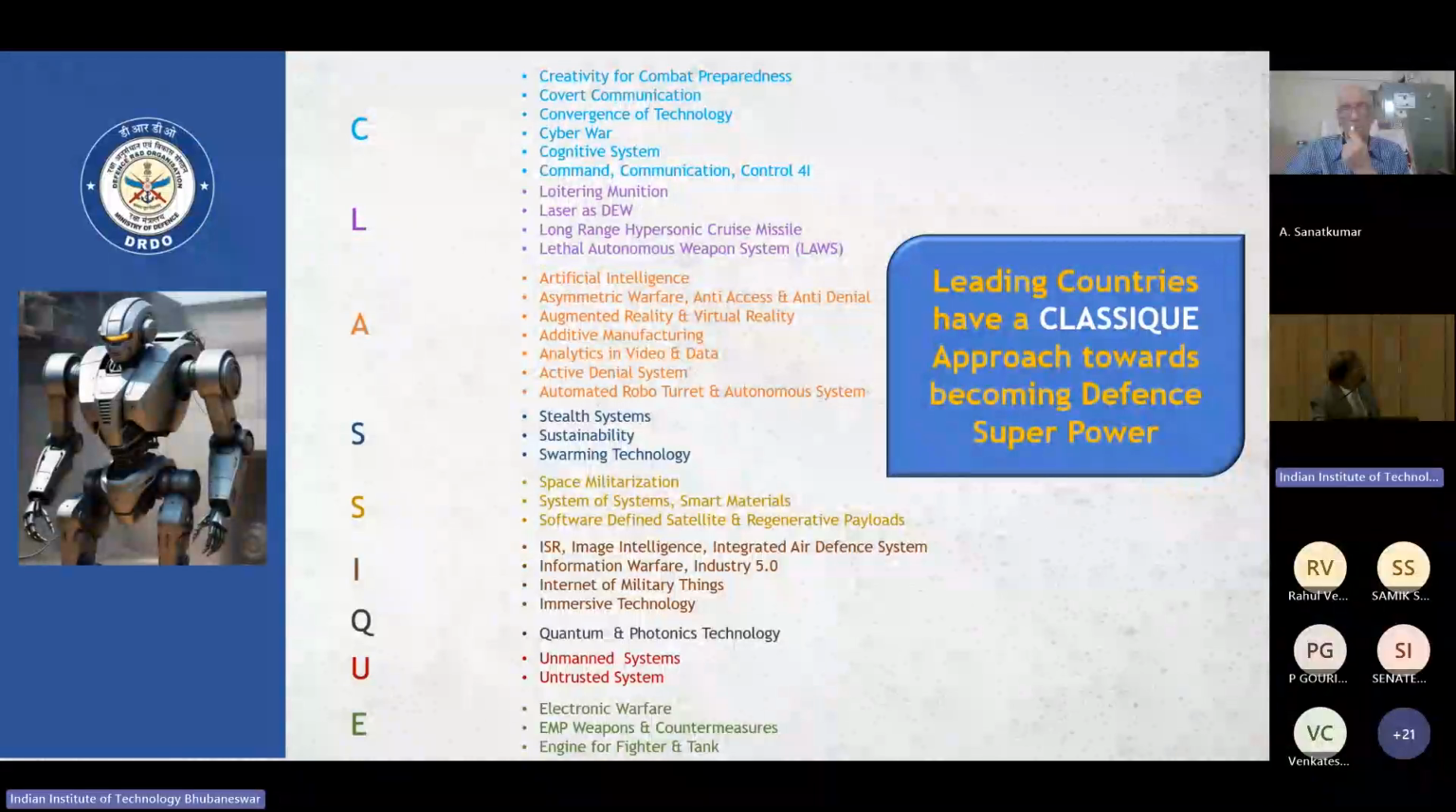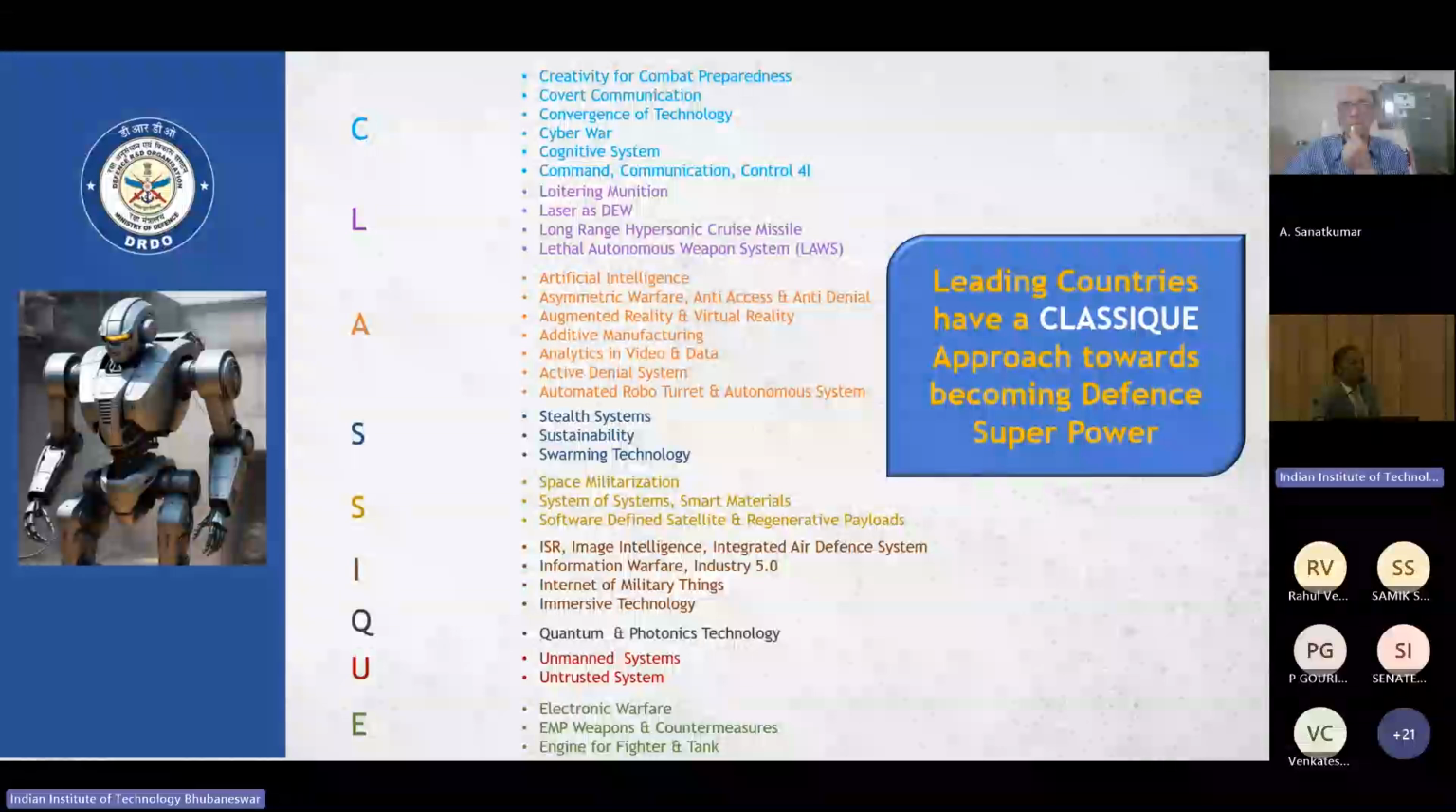E stands for electronic warfare, electromagnetic pulse weapon systems and countermeasures, and engines for the fighter at that time. So this is my explanation for CLASSIC. And if any country is CLASSIC, they are the winner.